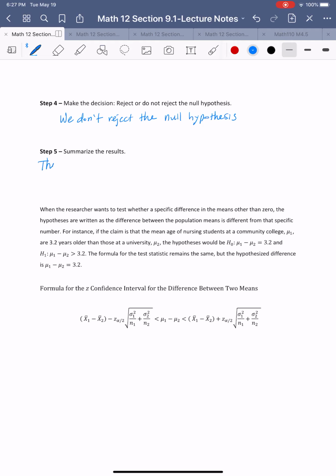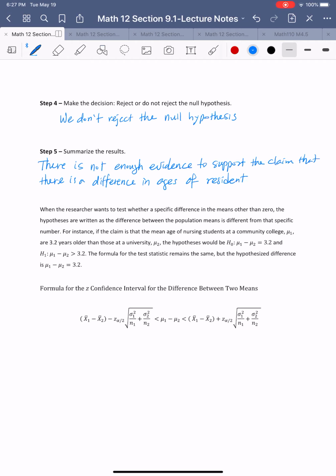So the conclusion means there is not enough evidence to support the claim that there is a difference in ages of resident students and commuting students.